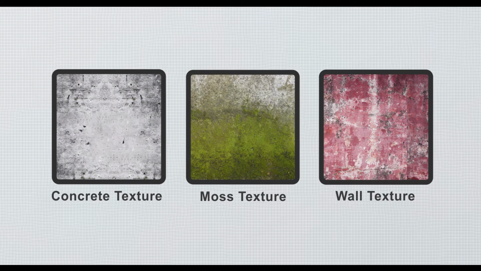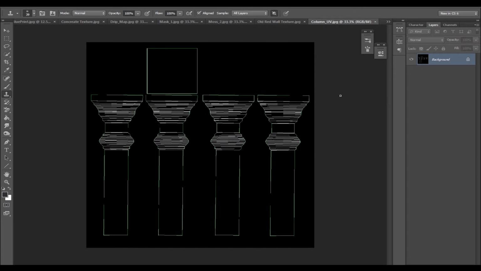Let's start texturing the column. Here we have the same concrete and mosses texture. In addition to this we have a wall texture here for making the designs on the column. You can also download the textures from the link given in the description below. Open the UV template in Adobe Photoshop.